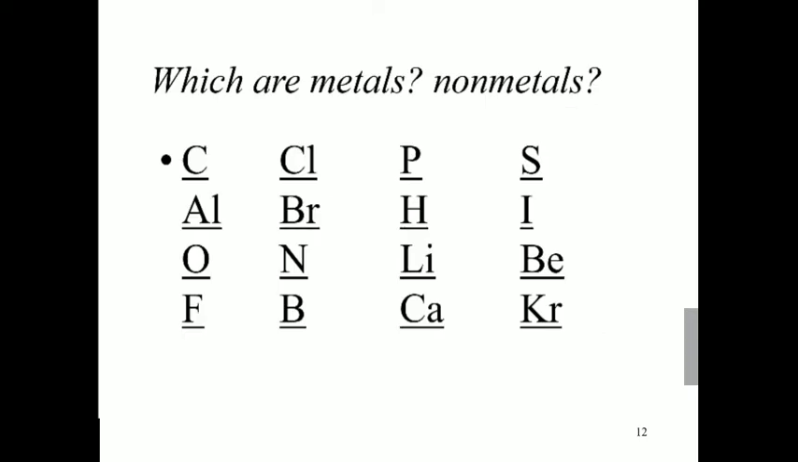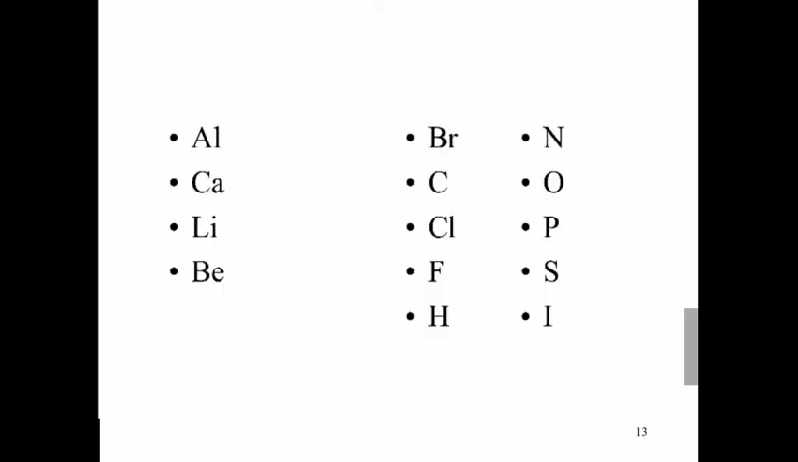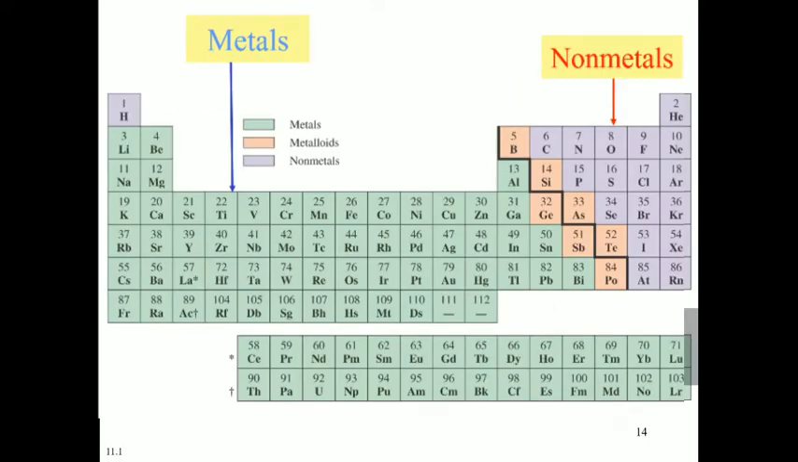Let's have the following elements. Can you identify which are metals and non-metals? So these 4 elements, aluminum, calcium, lithium, and beryllium, are all metals. And all the rest in the list are non-metals. In the periodic table, we have majority metals. We only have a few non-metals, and we have much fewer metalloids. The metals and non-metals are separated by this ladder-like structure here, which are the metalloids.